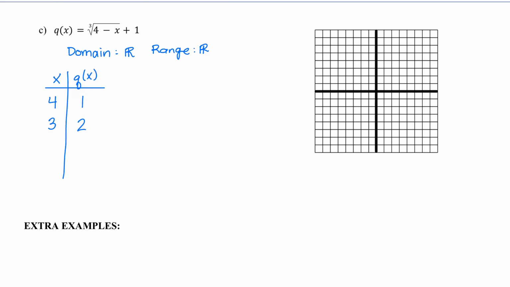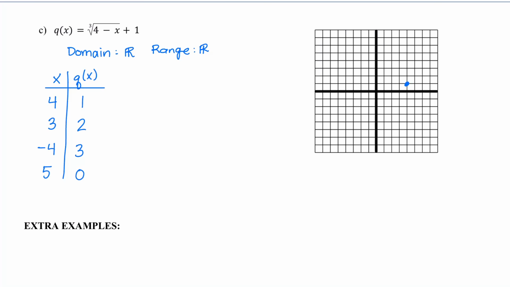I could plug in negative 4. 4 minus negative 4 is 8. And the cube root of 8 is 2. Plus 1 is 3. And I could plug in 5, right? 4 minus 5 is negative 1. The cube root of negative 1 is negative 1. Plus 1 is 0. Let's see what that looks like when we graph it up here.